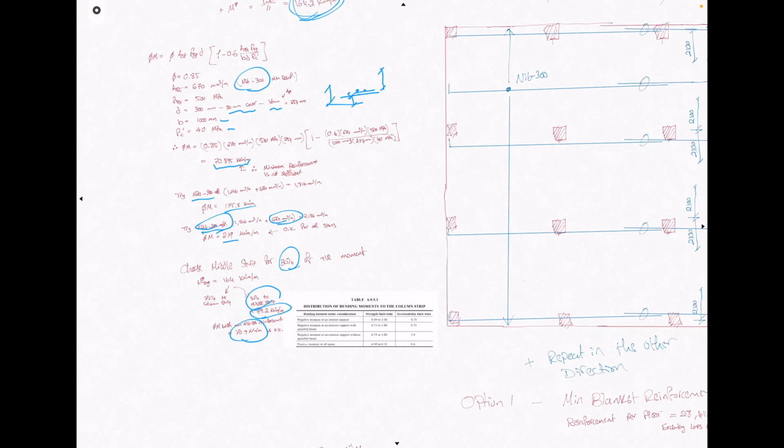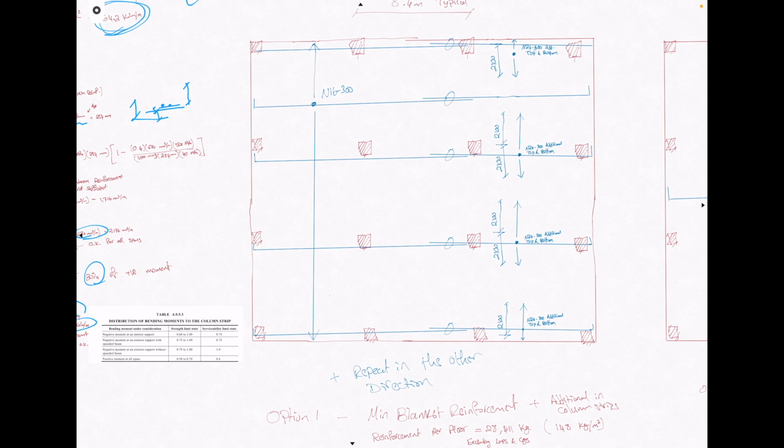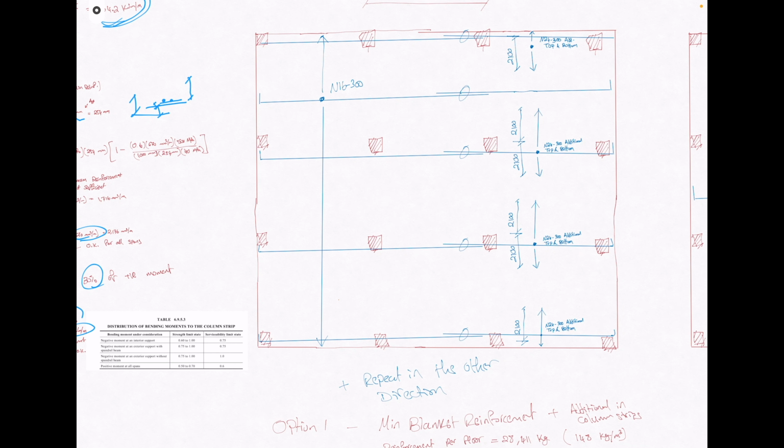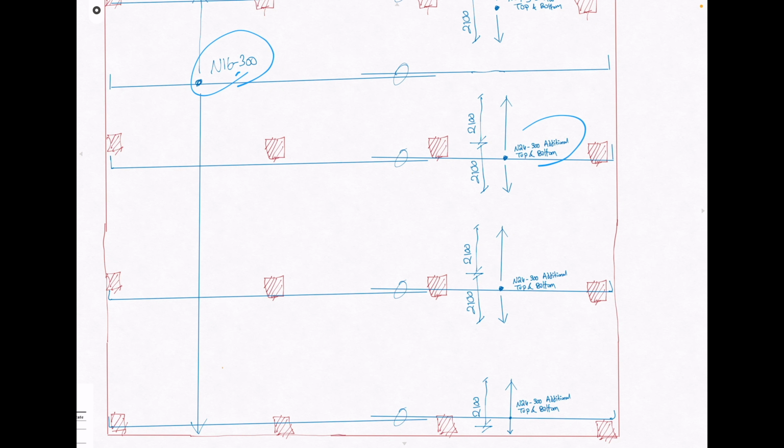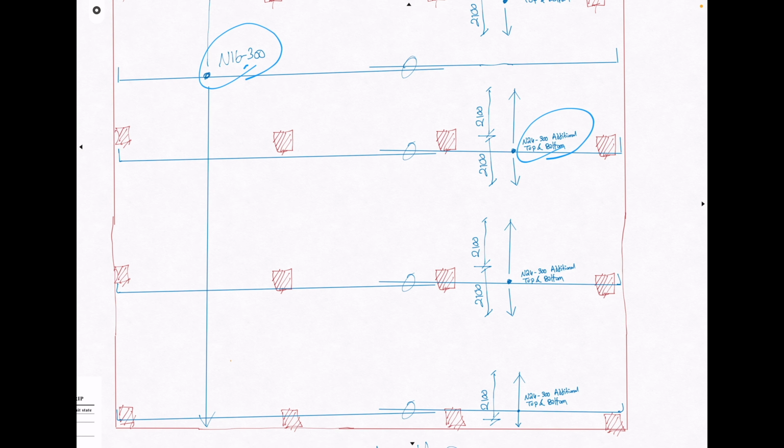So with that in mind, if I'm really going to detail my slab reinforcement as practical as possible and as efficient as possible in this case, I'm going to put my N16 at 300 bars everywhere, because as we are going to see, that is the minimum as a starting point, and then we are going to add our N24 at 300s top and bottom only in the column strip. And as you can see here, I indicated that this only applies for a width of about 4.2 meters.